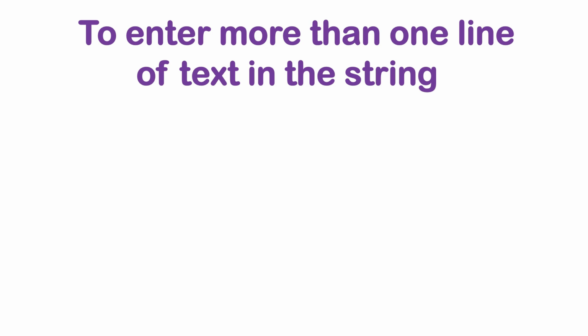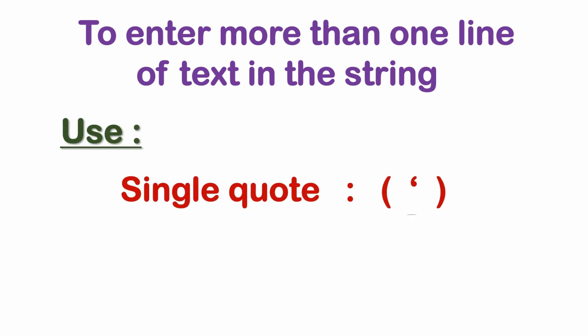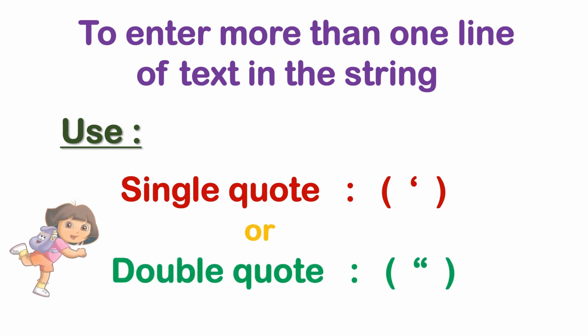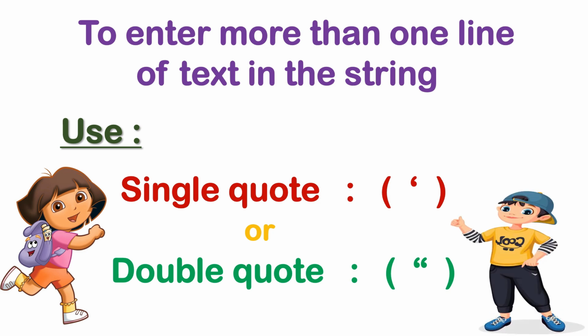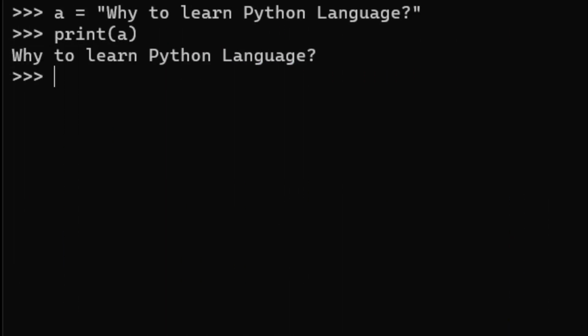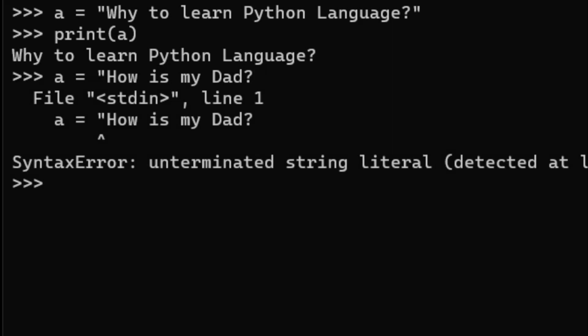However, if you try to enter more than one line of text for your string using only a single quote or double quote, or if you start with one type of quote and try to finish with another, you will get an error message in the Python shell. For example, enter the following line: a is equal to 'how is my dad?' You will see this result. Now we will get the error.